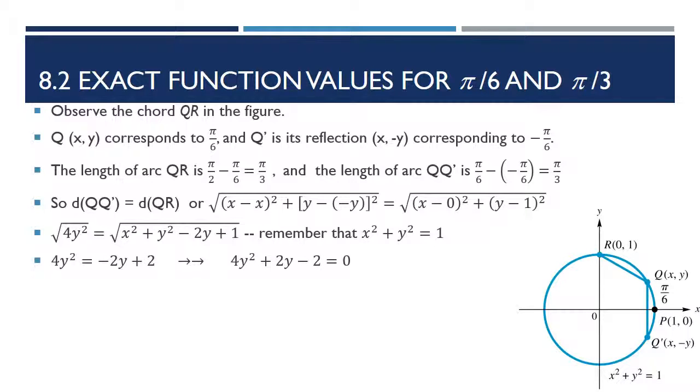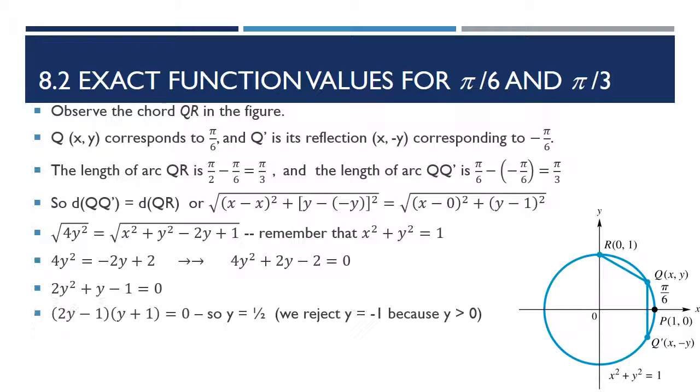And what I did here after simplifying is I also removed the square roots because they're both square roots, so we can just square both sides. And then we turn this into a quadratic equation. And to make life easier, we divide everything by 2. And then we factor, and when we factor, we get that y is 1 half or negative 1. But we're going to reject the negative 1 because our point is in the first quadrant.